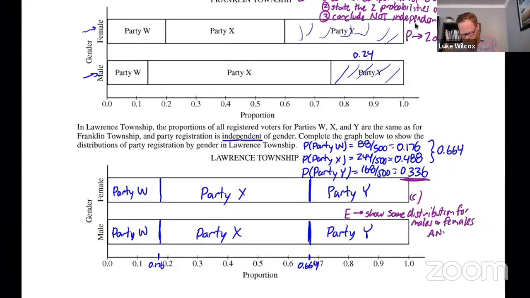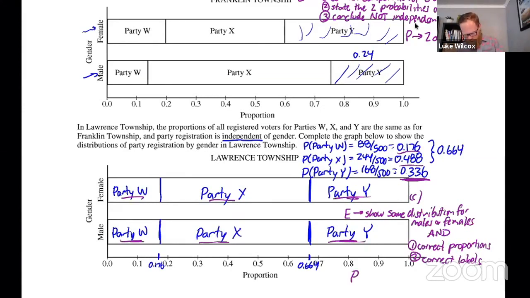And there are 2 components, right? So component number 1 is you have to have the correct proportions. And you can see those proportions here where we've calculated them, but you can also see them in the segmented bar graph, which matches the values that we calculated by hand. So we do have the correct proportions there. And then the second thing that you have to have is the correct labels on the segmented bar graph. So party W, X, and Y must be labeled in the segmented bar graph there.